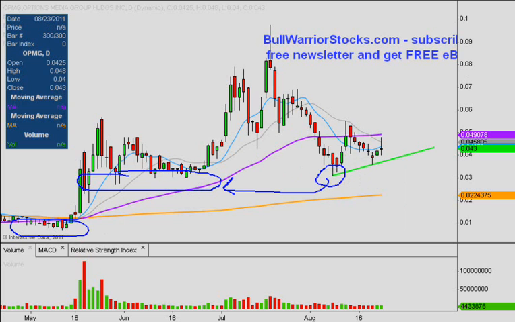And the final way to justify calling that a longer term uptrend is if we look right here at this orange line, which is the 200-day simple moving average. You can clearly see that there's an upward slope to it, so that shows that the overall trend is up.